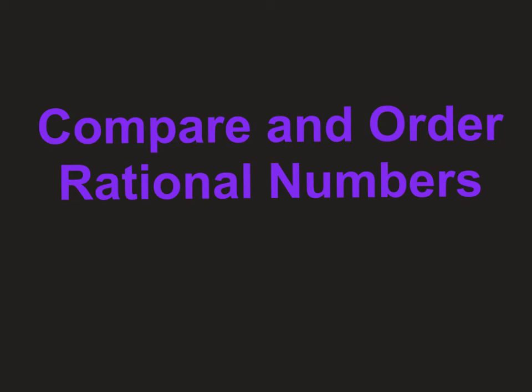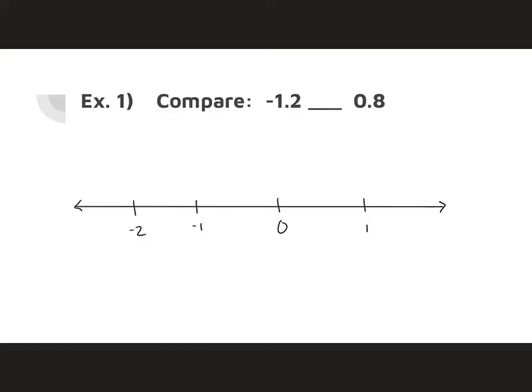Today's lesson is on compare and order rational numbers. All right, here's our first example. So we are comparing a negative to a positive. Negatives are always going to be less than the positive. So this is a pretty simple one.